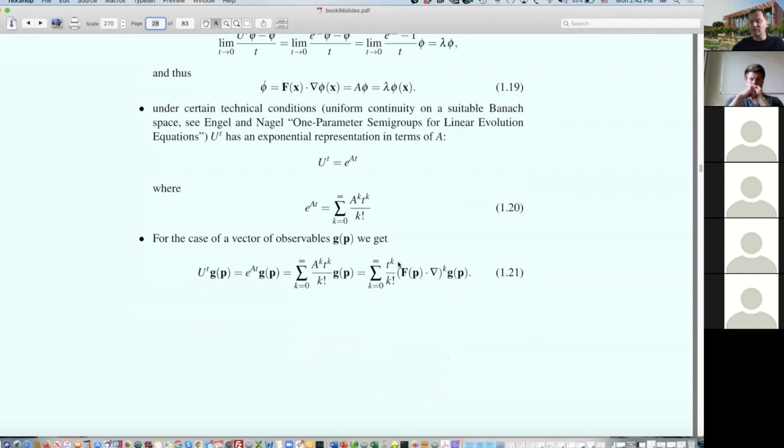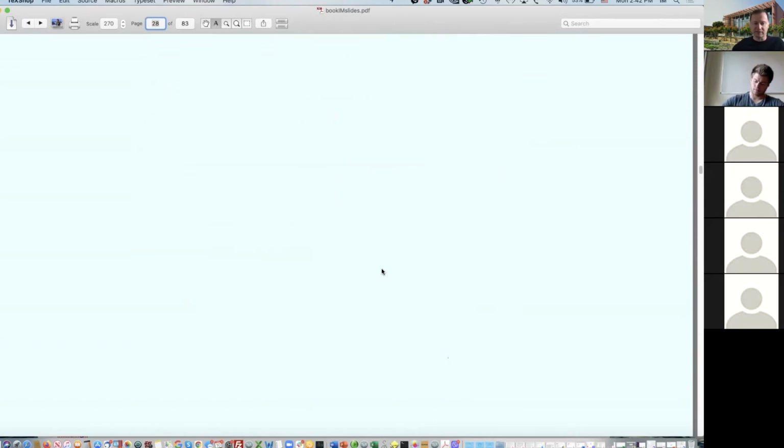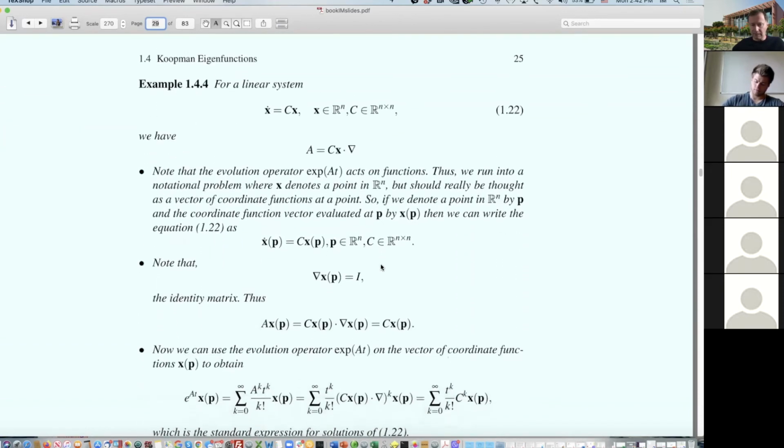This has the spirit of the Taylor expansion, right? But let's see how it works. And it's going to give you a good feeling, I hope, as to how to work with this formalism of operators, rather than working with the formalism that we are used to, ordinary differential equations on state space. So let's go through an example.